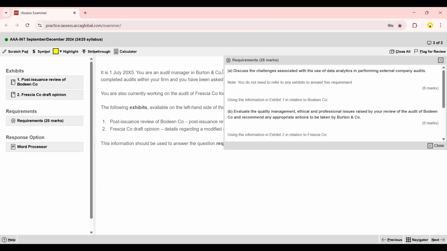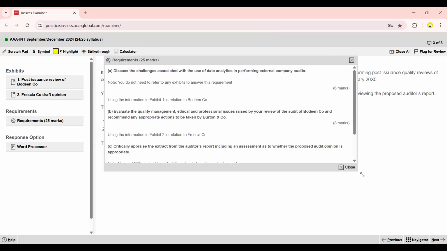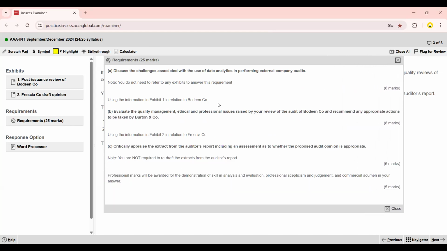Let's read the requirement first. Part A is: discuss the challenges associated with the use of data analytics in performing external company audits. You do not need to refer to any exhibit to answer this question.